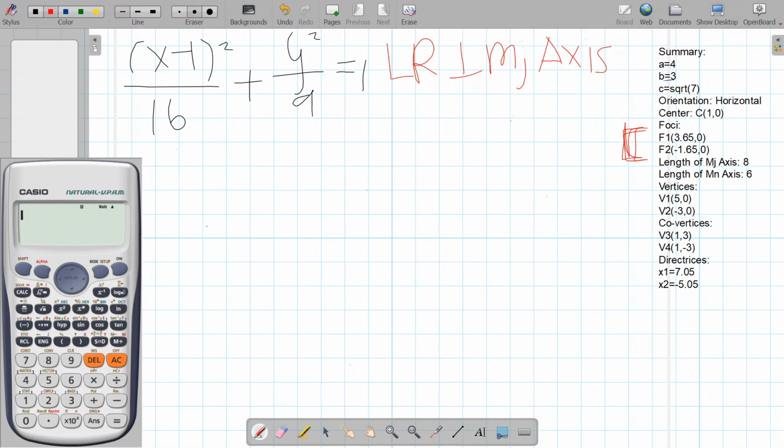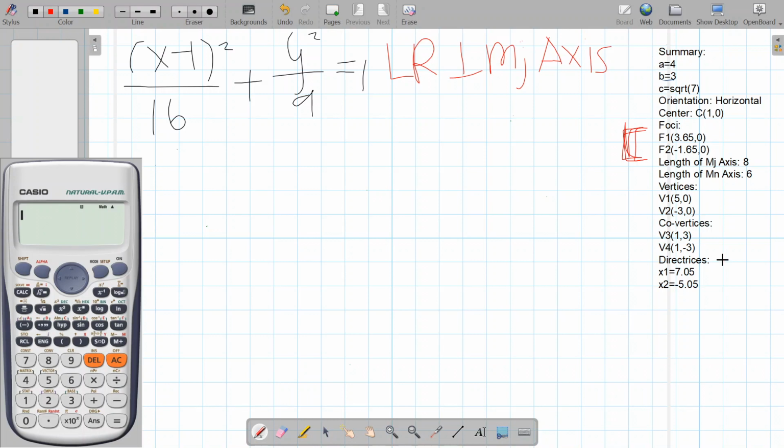So if our major axis is horizontal, this implies that the lateral recta are perpendicular to the major axis and hence vertical. So we're going to add to the vertical part of our foci.